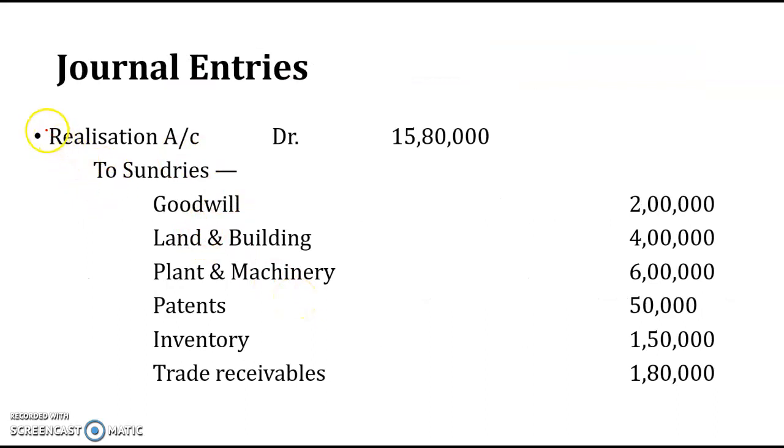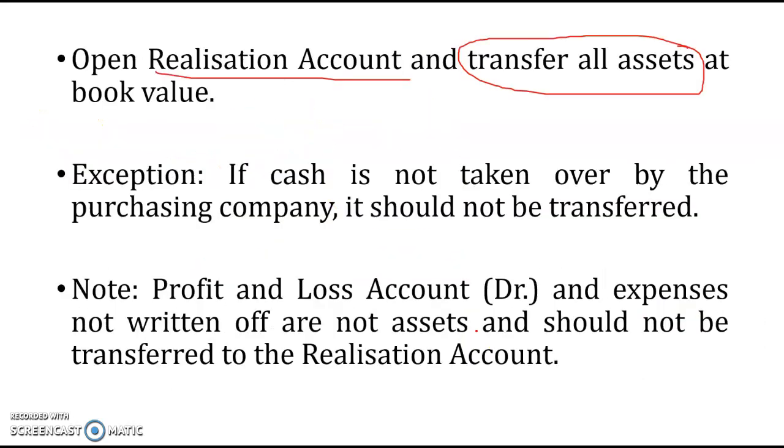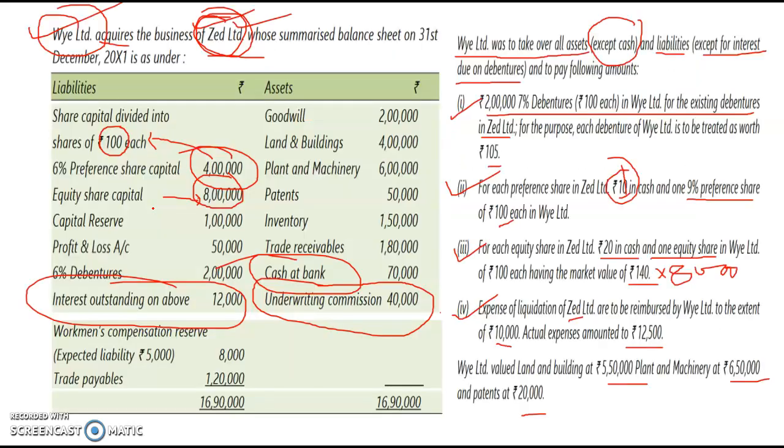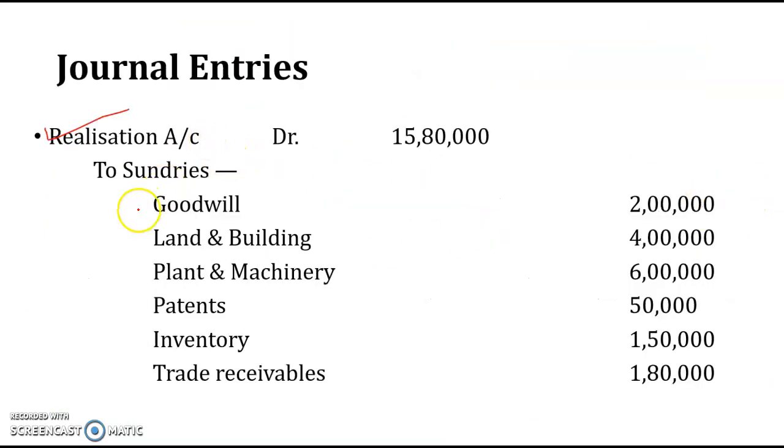So first we open the realization account, as I've already stated here. We have to open the realization account and transfer all the assets to the realization account at the book value. The book values are mentioned in this question: 2 lakh, 4 lakh, 6 lakh, 5 lakh, inventory 1 lakh 50, and trade receivables 1 lakh 80. So you see, the goodwill amount has been transferred at its book value. Land and building, plant and machinery, patents, inventory, trade receivables.